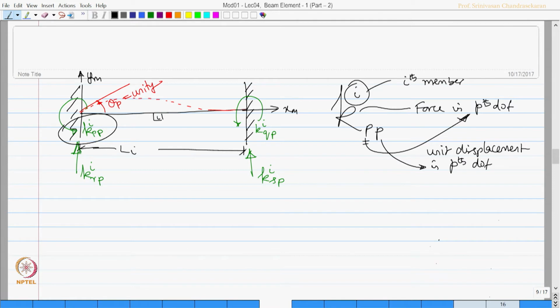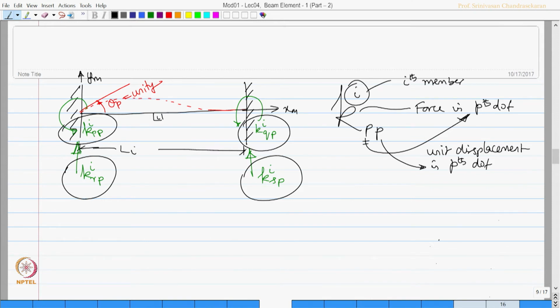Similarly, one can read this force in qth degree of freedom by giving unit displacement in the pth degree, and similarly this will be force in the rth degree of freedom by giving unit displacement in the pth degree, and this will be force in the sth degree of freedom by giving unit displacement in the pth degree.